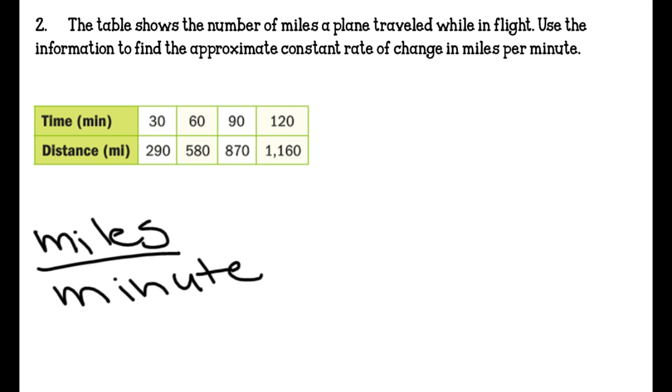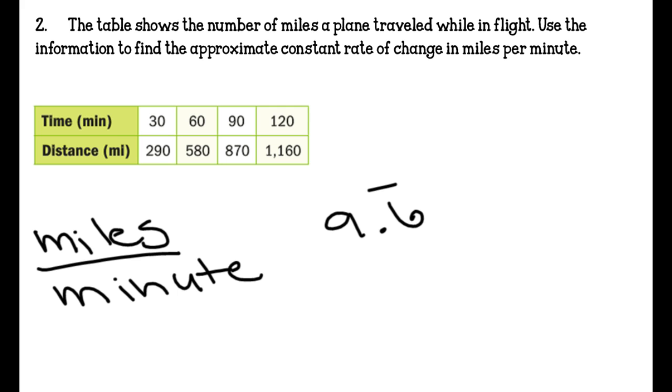Okay, number 2, the table shows the number of miles a plane traveled while in flight. Use the information to find the approximate constant rate of change in miles per minute. So as you can see, we're going to take miles over minute. So we're going to take miles divided by minute to find how much per minute. So 290 divided by 30 minutes is going to get us 9.6 repeating.